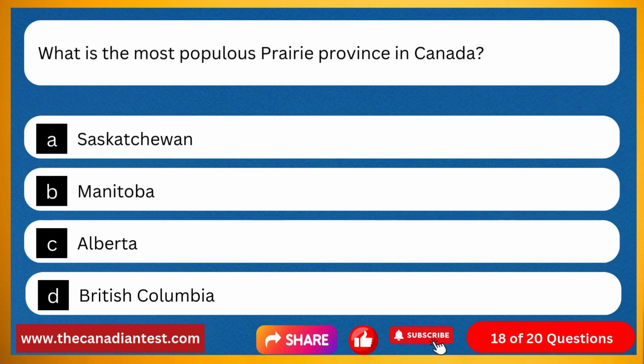Question 18. What is the most populous prairie province in Canada? Option A, Saskatchewan. Option B, Manitoba. Option C, Alberta. Option D, British Columbia.